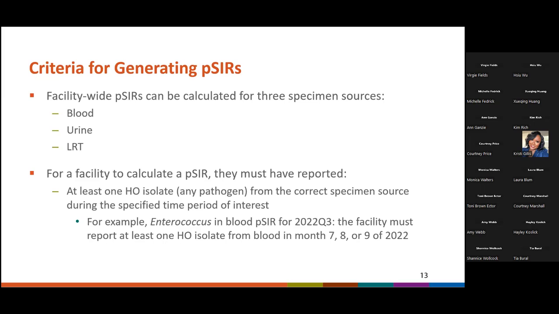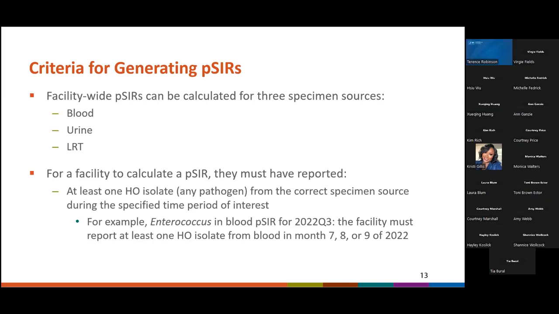Just like the SRIRs, facility-wide pSIRs can be calculated for 3 specimen sources: blood, urine, and lower respiratory tract. For a facility to calculate a pSIR, they must have reported at least one hospital onset isolate, and that's any reportable pathogen, from the correct specimen source during the specified time period of interest. For example, to generate a pSIR for 2022 Q3 enterococcus in blood, the facility must report at least one hospital onset isolate from blood, that's any reportable pathogen, in July, August, or September of 2022.